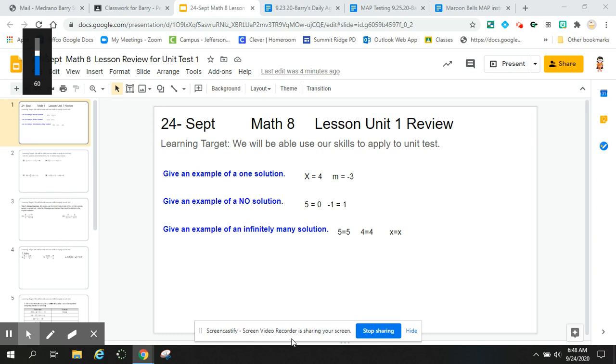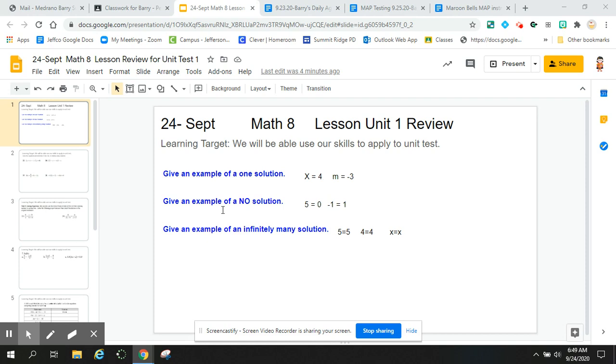Hello, today you are going to get a lesson review for the unit test that's coming up next week. It is Thursday, September 24th, and this first slide here is you will have to give an example of a one solution. When I ask you to give an example of a one solution, examples could be like x equals 4, m equals -3, as long as there's a variable on one side equaling a number on the other side.